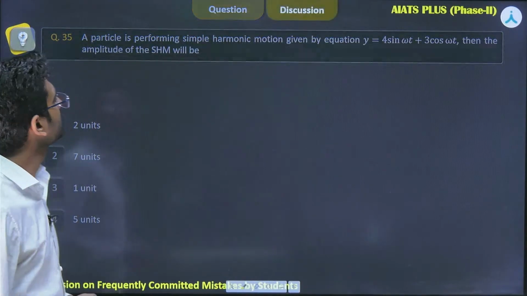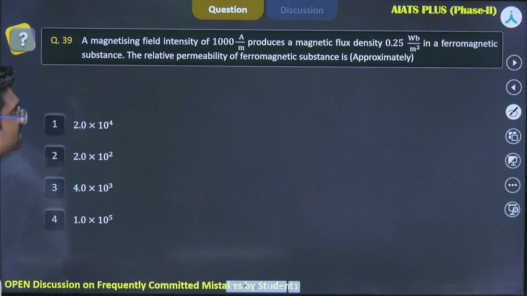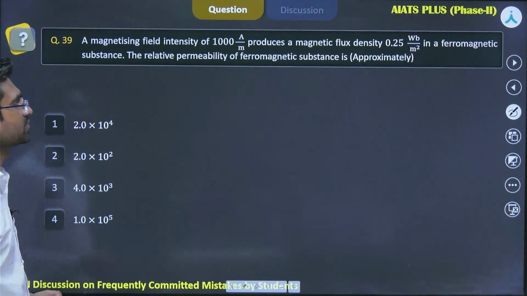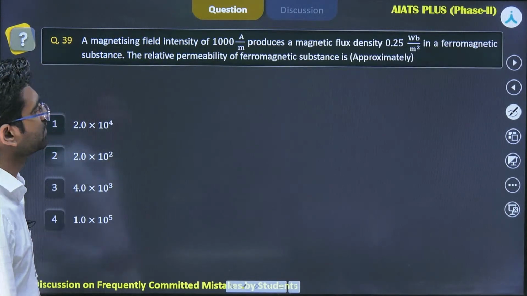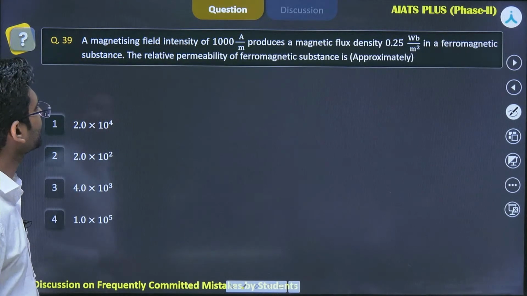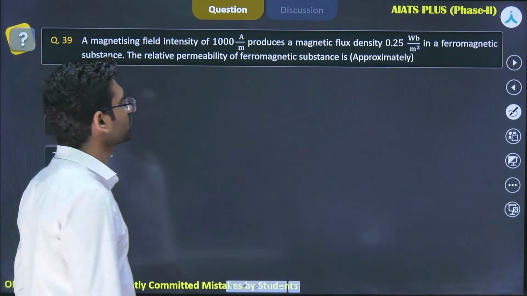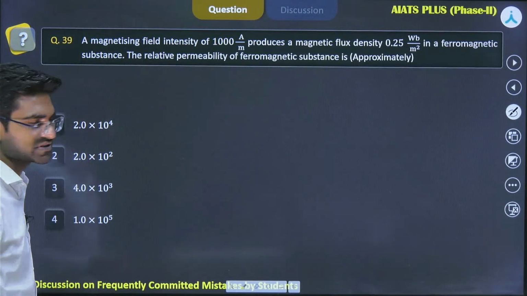No? Okay, so let's move to another question then. Question number 39. A magnetizing field intensity of 1000 ampere per meter produces a magnetic flux density of 0.25 Weber per meter square in a ferromagnetic substance. The relative permeability of the ferromagnetic substance is approximately. We have to find the relative permeability of the ferromagnetic substance.